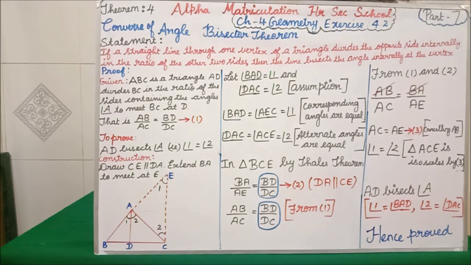Based on the angle bisector theorem and converse part, in exercise 4.2 we will solve from 8th problem onwards. Those problems we will see in the next part 8 video. Go through theorem number 3, angle bisector theorem, and theorem number 4, converse of angle bisector theorem. Students, go through the 2 videos 1 or 2 times so that you will be very clear about this theorem. Thank you students. Next we will see in the next part 8 video.